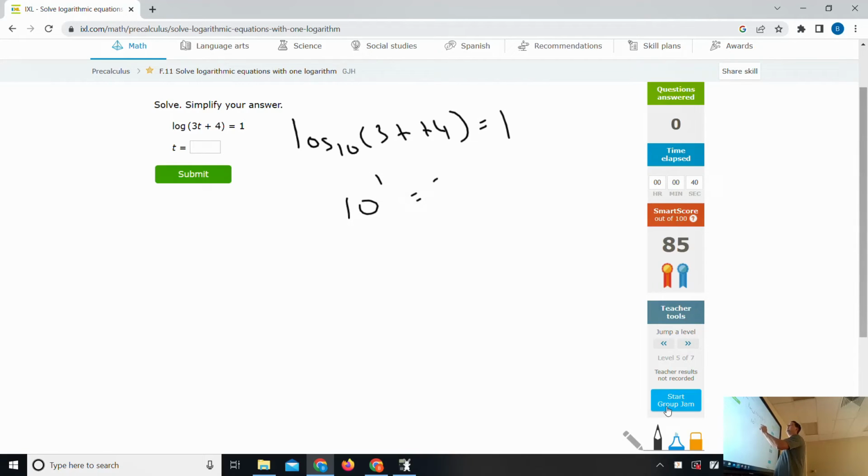10 to the first must be 3. Oh, that's a bad looking t. Let's make that a capital T, plus 4. And that's 10. Move the 4 over. 10 minus 4 is 3t. 6 is 3t.